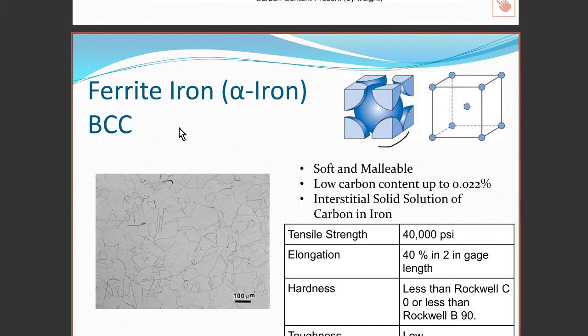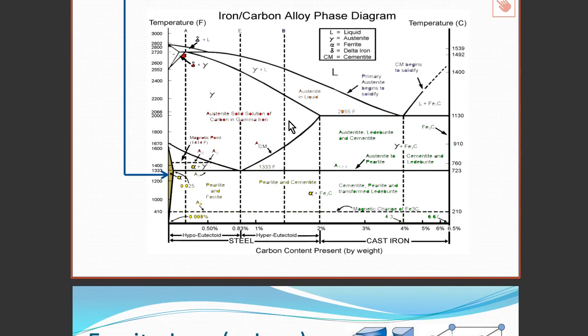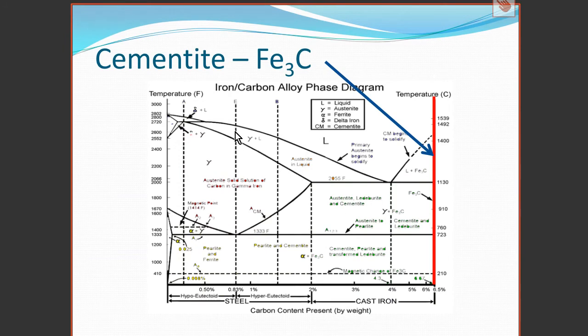It has a low solubility for carbon, so the carbon is kicked out. It has to go somewhere. Where does all the carbon that was in the austenite go when the iron turns into the ferrite phase? Well, not all of the iron ends up as ferrite. Some of it forms a compound with carbon. And so this is the third important phase in the iron-carbon phase diagram.